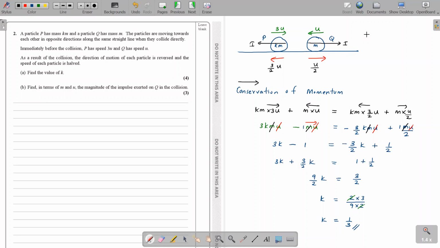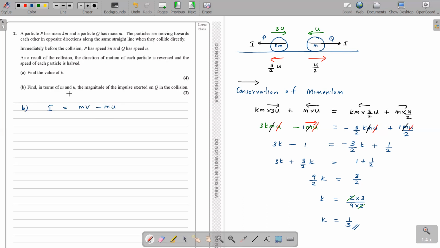They ask you to find the impulse exerted on Q. Basically, you could find it from anyone. Anyway, I think it's easier if we go with Q. The reason is that the mass is also in terms of m, and we know both the velocities. So what's the equation to find the impulse? I equals mv minus mu.